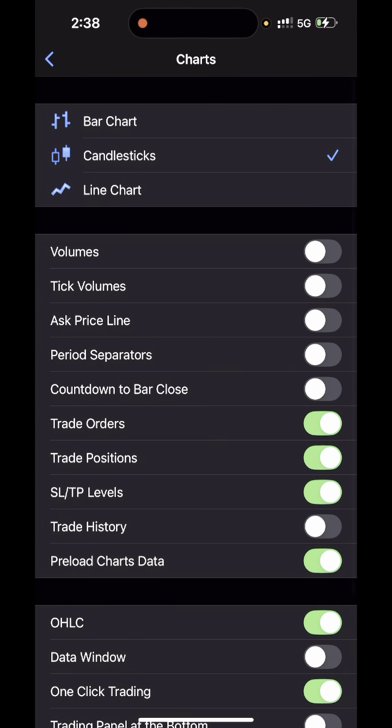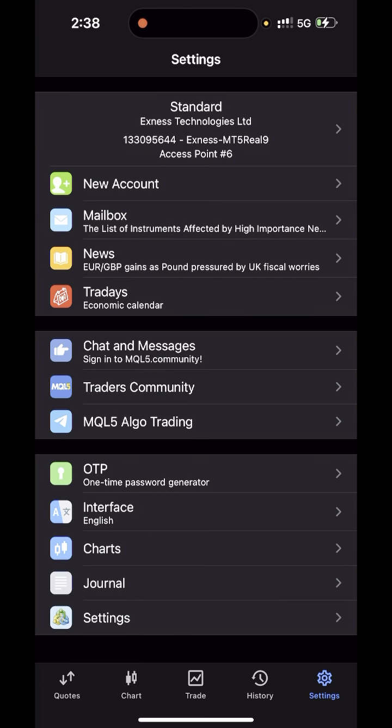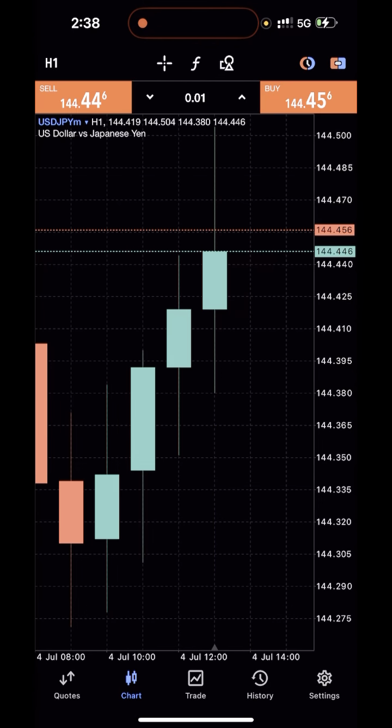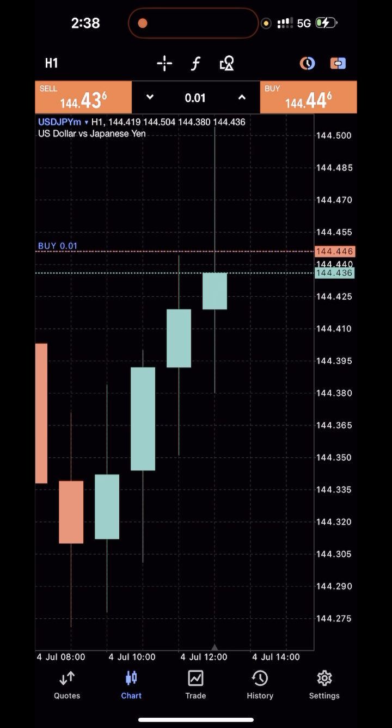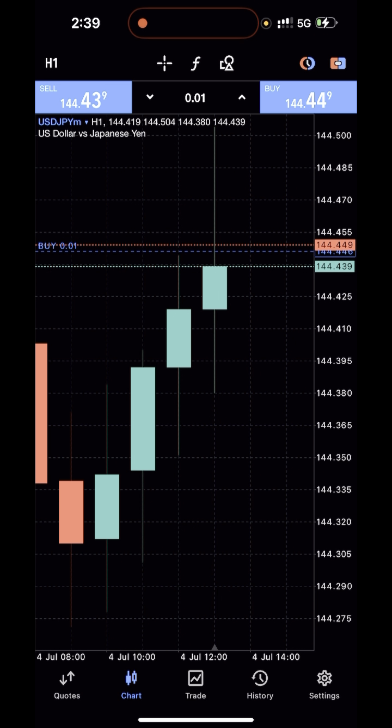So for instance, to turn that on, you go to your settings, you go to chart, and you see here ask price line. If you tap it on, you are going to see the price. So this is the price. So look here. If I press buy now, if I tap on buy, you see that the green is here, but this is where my order was executed. So you see the difference between here and here, that will be the spread.